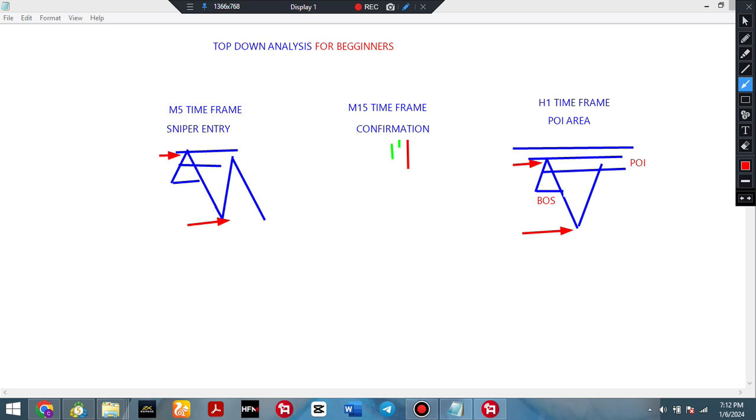Then we take the trade. When you take trades like this, your stop loss is going to be at the peak, at the top here, the top of the resistance bar.